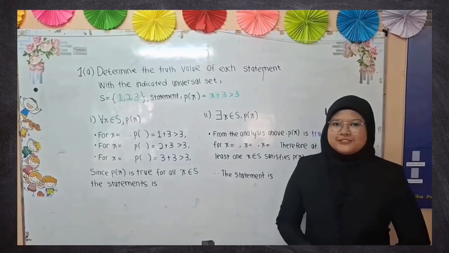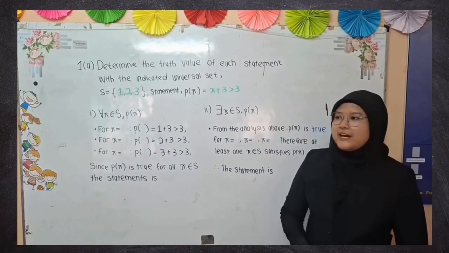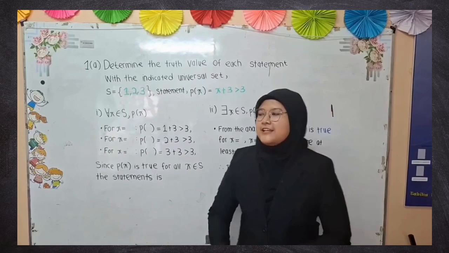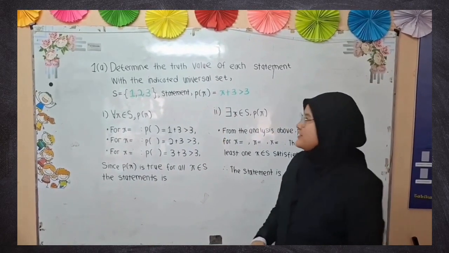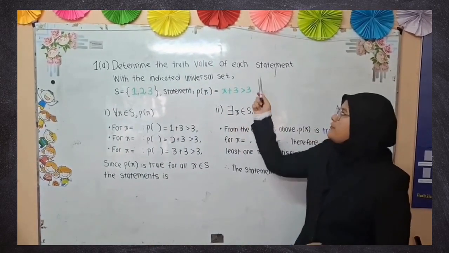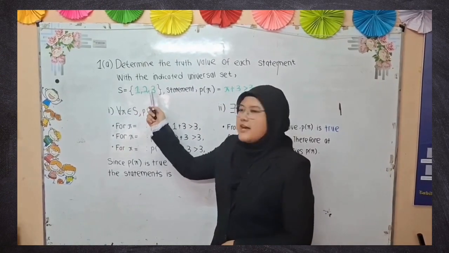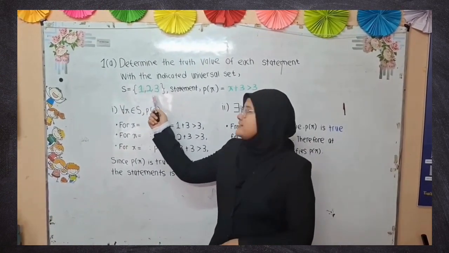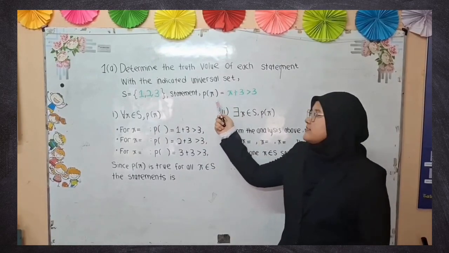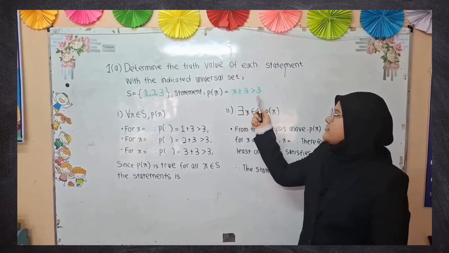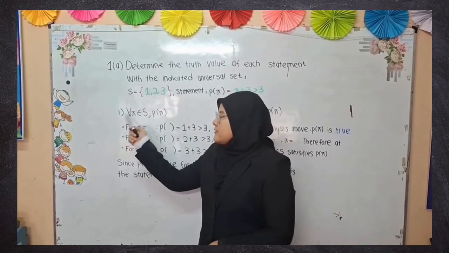My name is Nashika binti Syamsuddin, and I will discuss the first question. Let's go to the first A question. It states: determine the true value of each statement. List the indicated universal sets. It's given that x is an element of 1, 2, and 3, and the inequality p(x) is x plus 3 greater than 3. Okay, we go to the first Roman question.